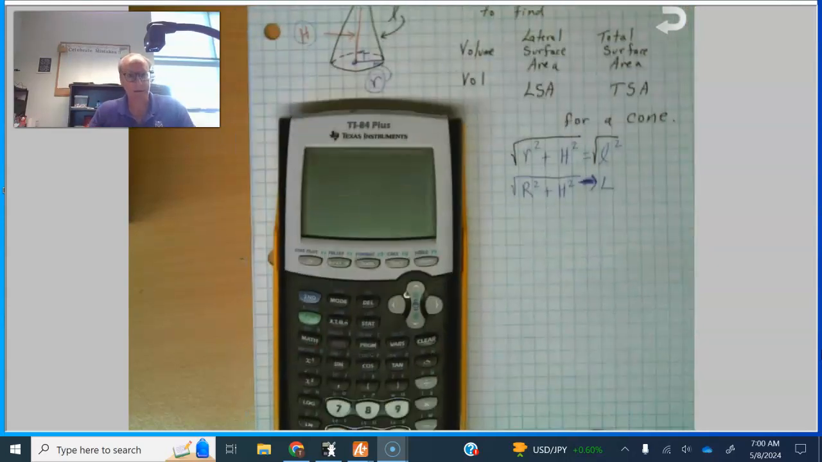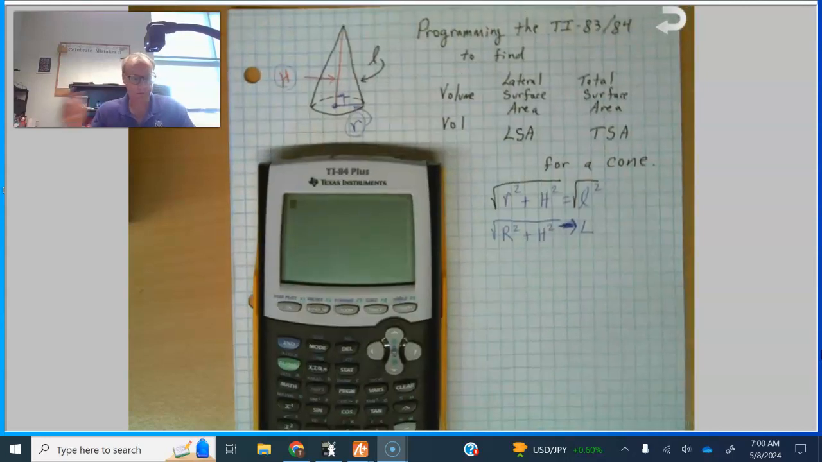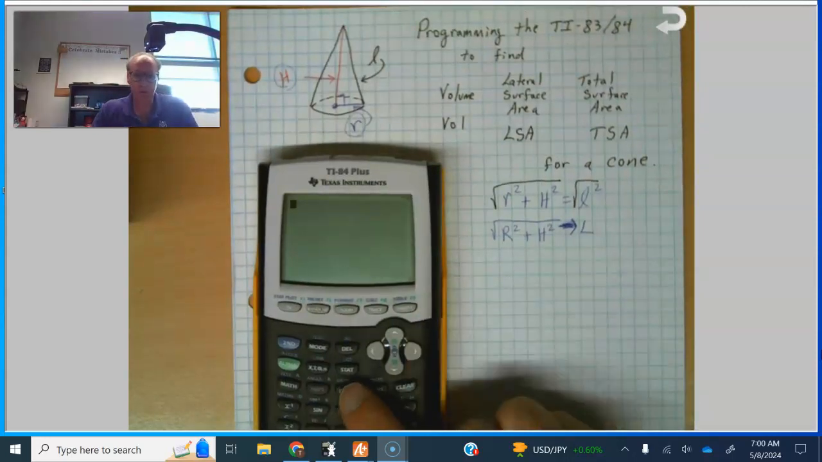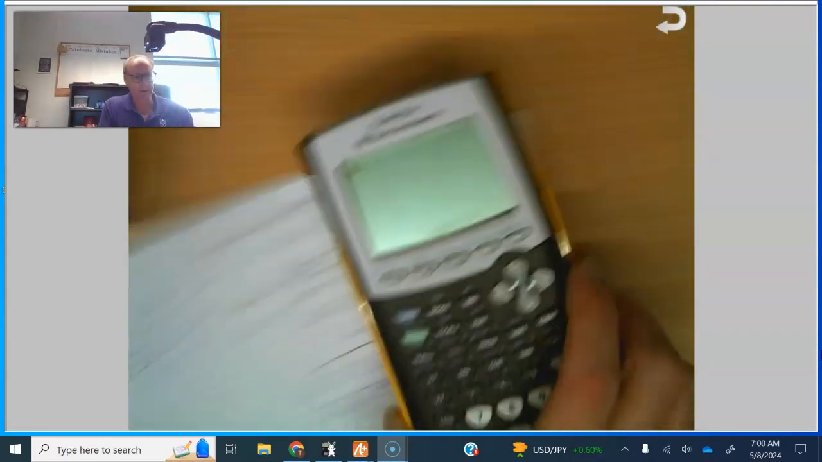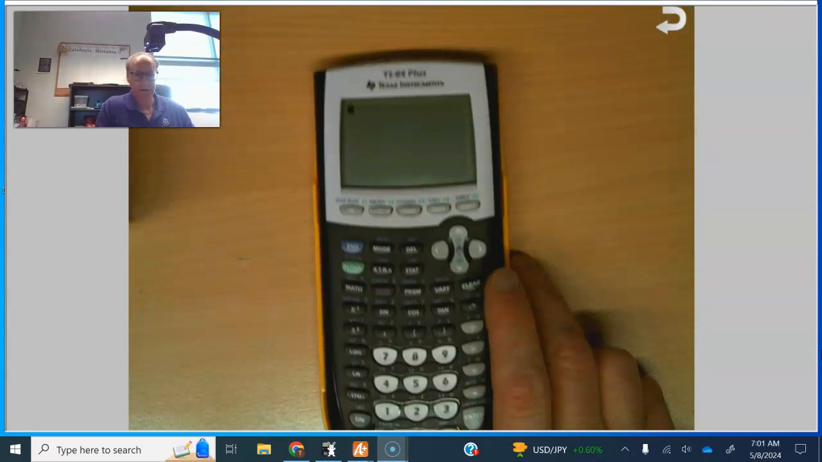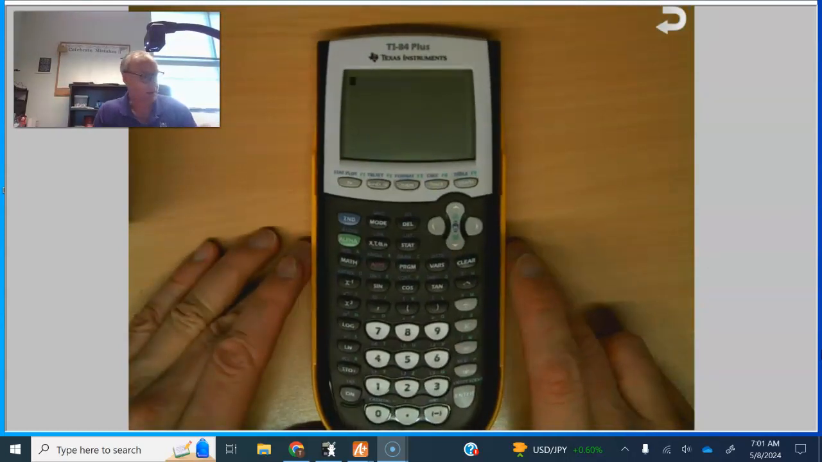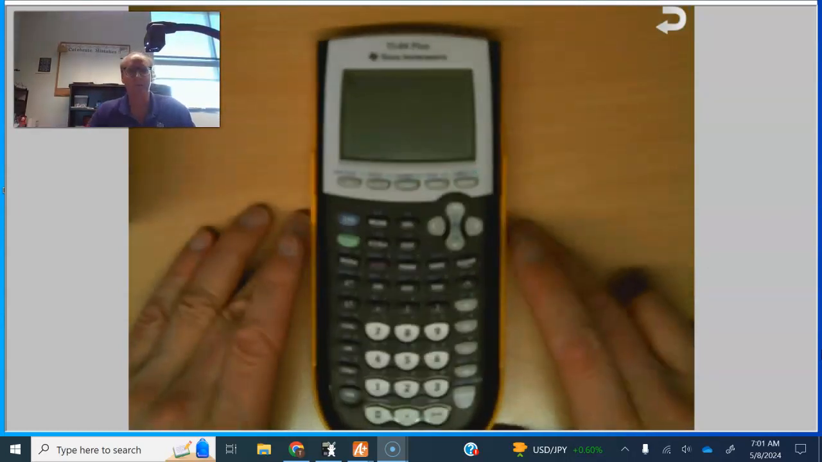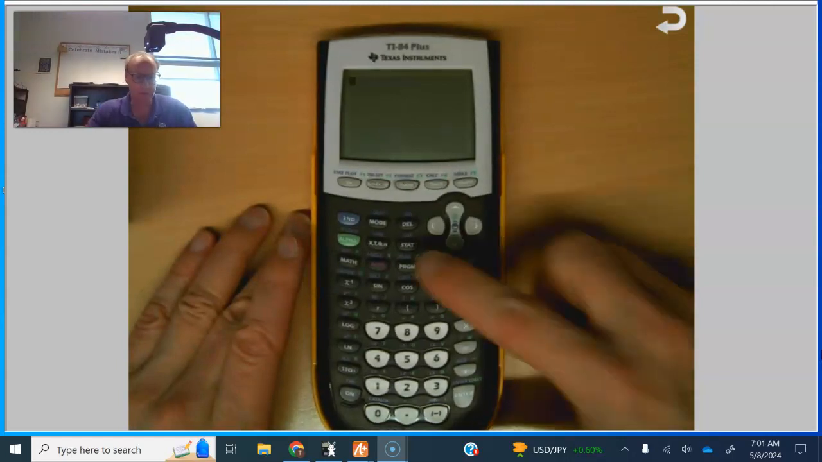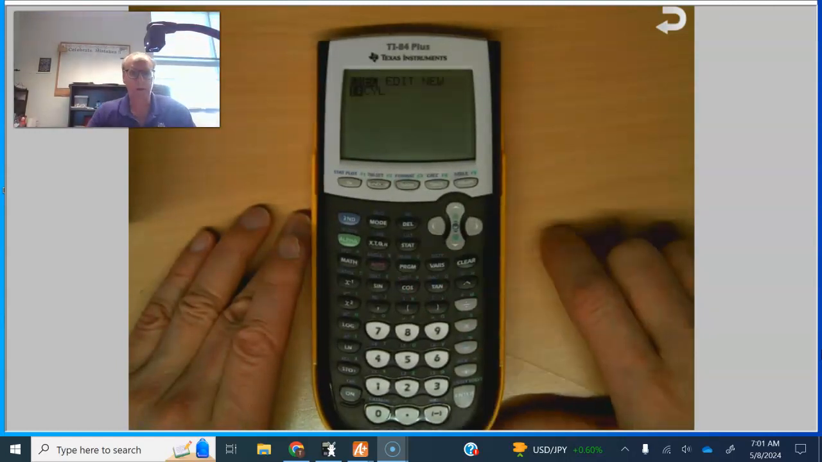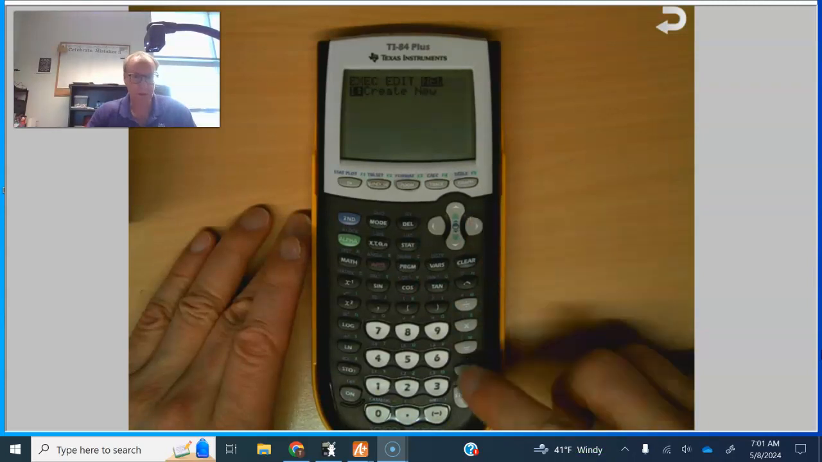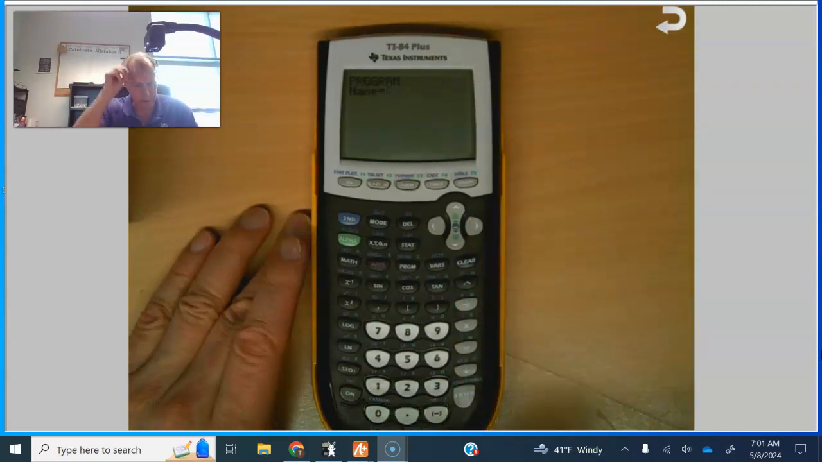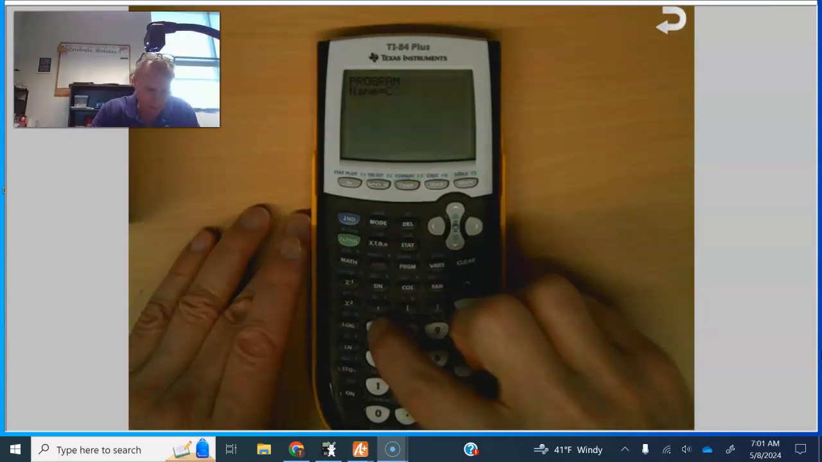So our first step to programming a cone: we press the program key, and I'm going to focus in on our calculator itself, and hopefully focus it well enough. Okay, so our first step is to press the program key, and we are going to create a new program, and we'll call it cone. So enter, and we'll call it cone, C-O-N-E.